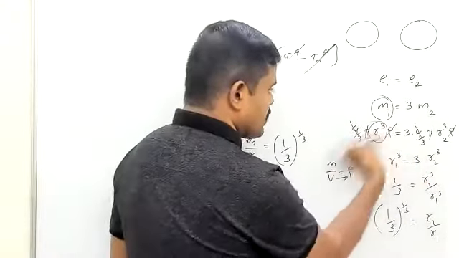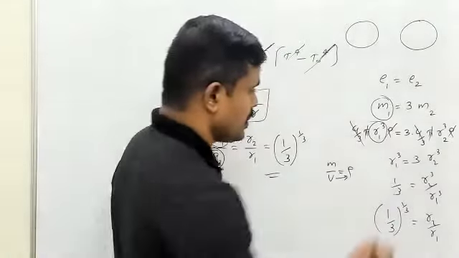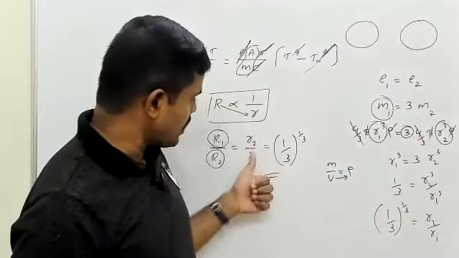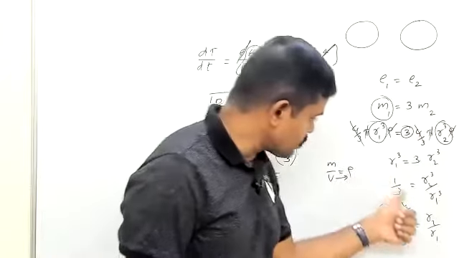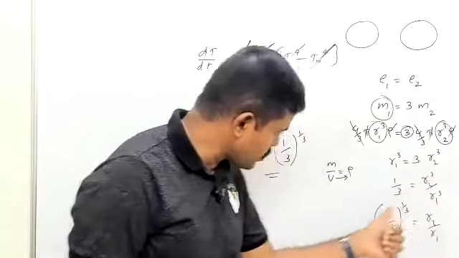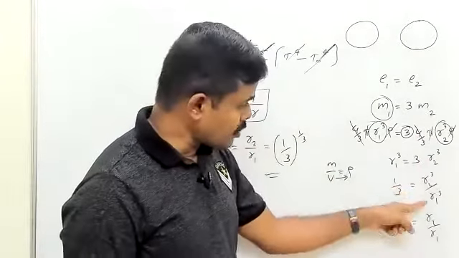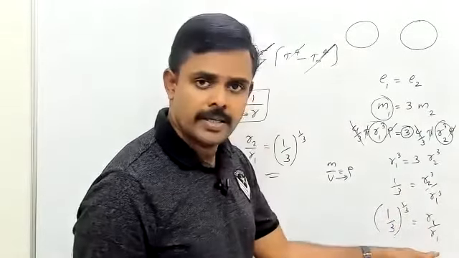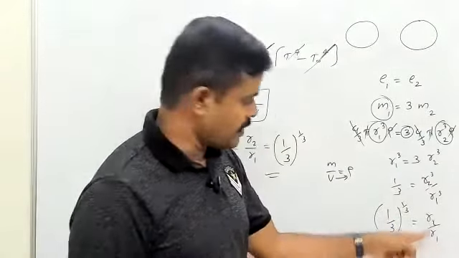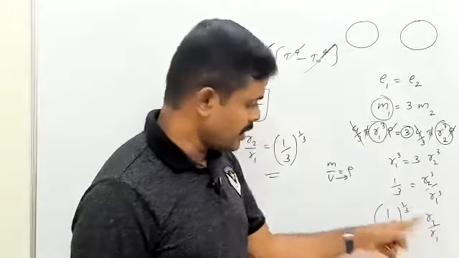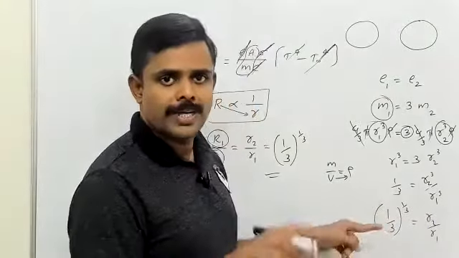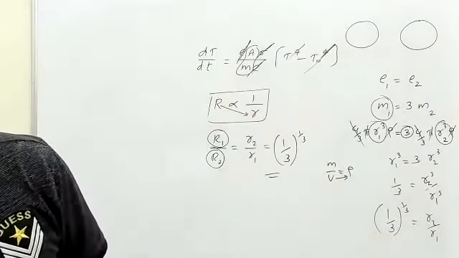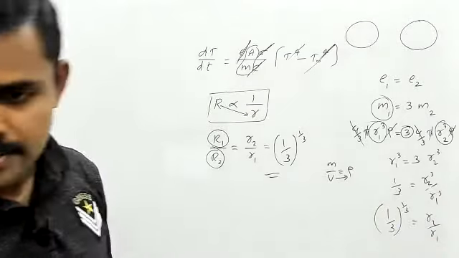In the end, you are left with R1 cube on the left side, and 3 R2 cube on the right side. What I need is R2 by R1, so I'll take R1 cube to the right side. R2 cube by R1 cube is 1 by 3, which is R2 by R1 the whole cube. What I want is R2 by R1 only, so I need to take the cube root. It is 1 by 3 raised to 1 by 3. So the answer is 1 by 3 raised to 1 by 3, option B. Did you understand this?